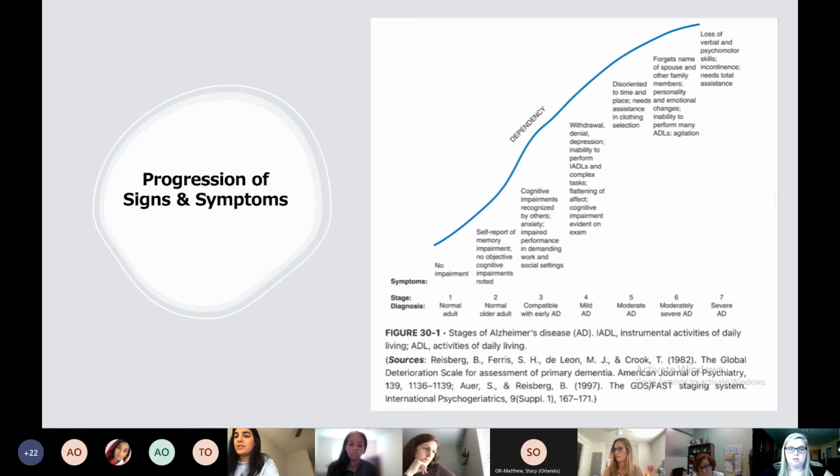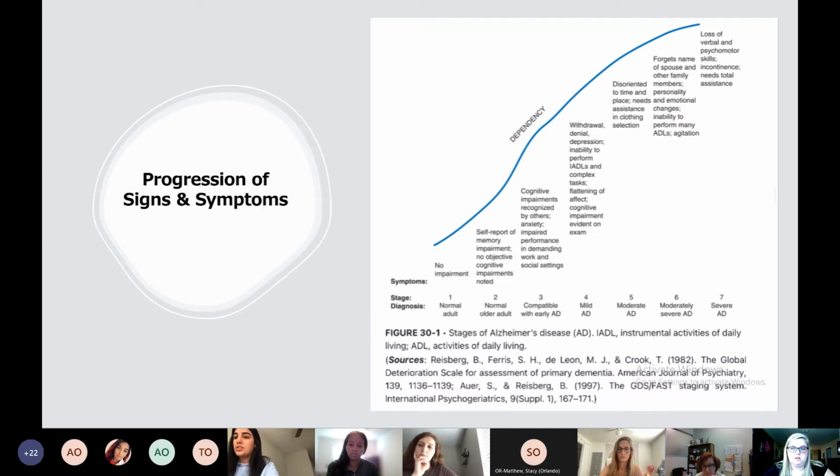And second stage is the normal older adult. So this is before they get diagnosed or have an official diagnosis for this condition. They will have self-report of memory impairment, but no objective cognitive impairments noted. So I think they start to believe that they may have it, but there is nothing objective yet to show us the progression of the symptoms. So at that point, we're still considering them like a normal adult. We're not saying they have Alzheimer's dementia yet.